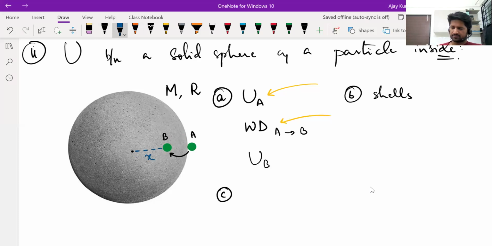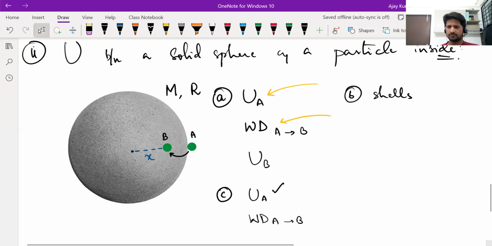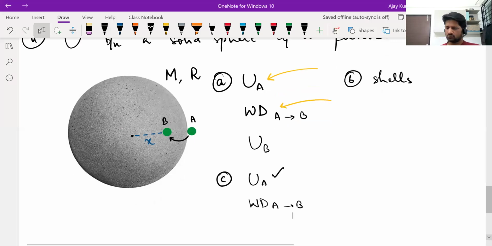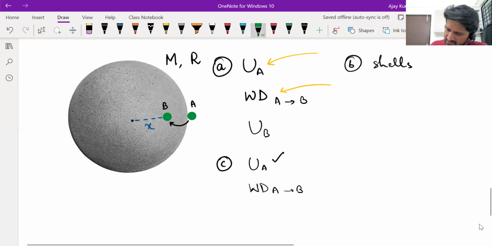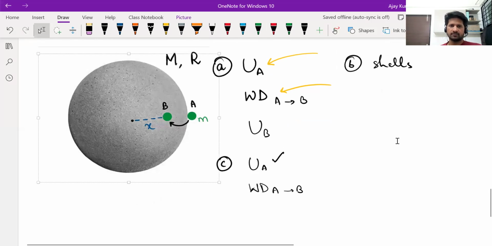How does this help us? This helps us because we already know the formula for potential energy on the surface. So potential energy at A is known to us. All you have to do is find out work done as it is taken from A to B. And from that, you can tell potential energy at B. So out of these three methods, this third one is the easier approach to take. Fine. And that is what we are going to do. This particle's mass is small m, and assume small m is taken from the surface of the solid sphere to a distance x from its center, where x is inside or less than the radius of the solid sphere.